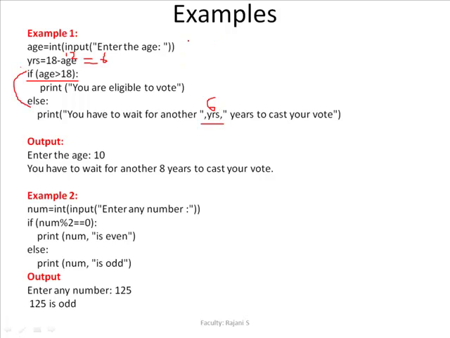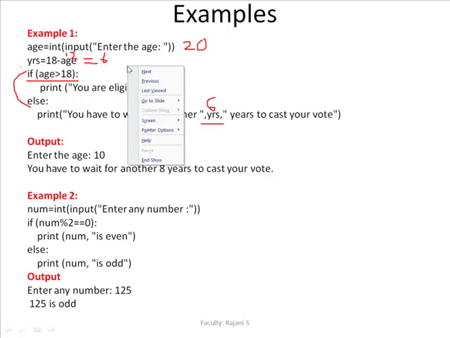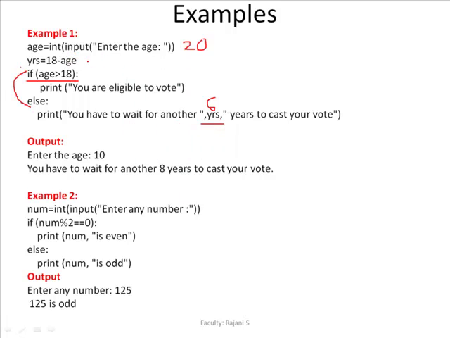For example, in place of 12, if I take 20, then years equal to 18 minus age. What is the age now? That is 20, right? So 18 minus age 20, that means years equal to minus 2. And then we check the condition. What is the condition now? Age value is 20, so 20 is greater than 18. Is it true or false?